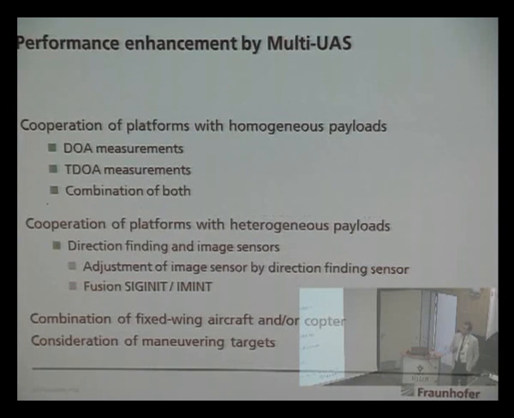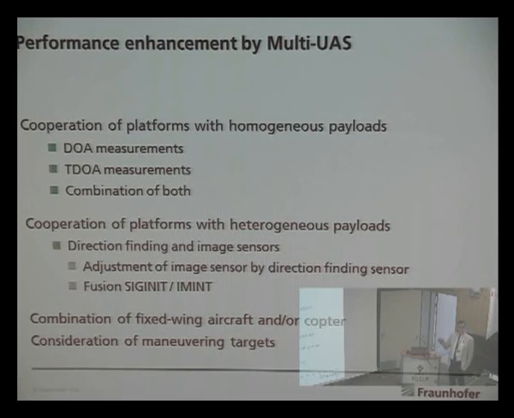I would like to discuss this aspect of multiple aerial systems a bit more. If you have more than one platform, you can look also at time difference of arrival measurements. If you have two platforms, you can measure time differences, and from time differences, estimate locations. You can combine it also with direction of arrival measurements, and this is a large potential for fusion. It's also possible to consider the cooperation of platforms with heterogeneous payloads. You have seen this with image sensors and so on.